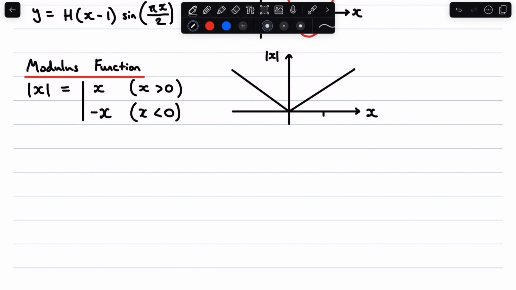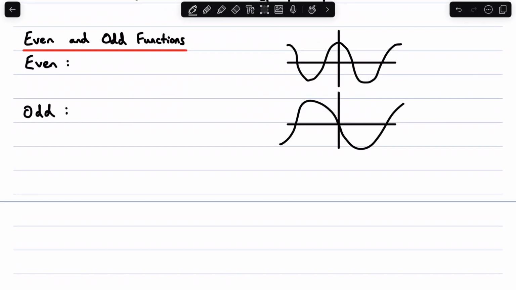So if that was 1, this will also be 1, and then this will be minus 1. So you can see they both get to 1, at minus 1 for the minus x, or 1 for the x. Next, let's discuss even and odd functions.